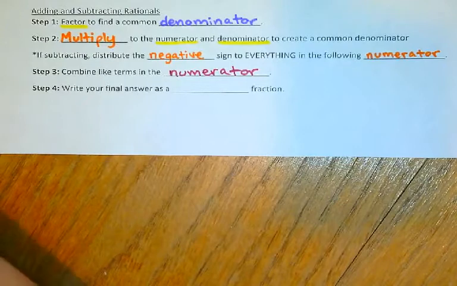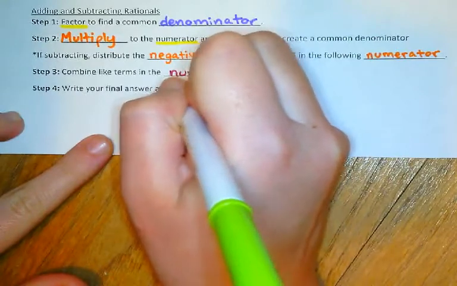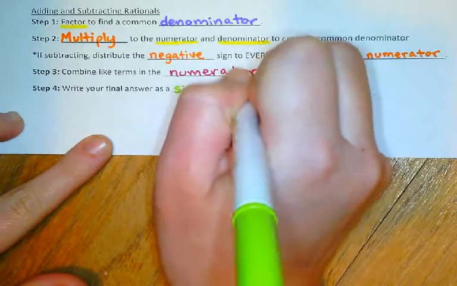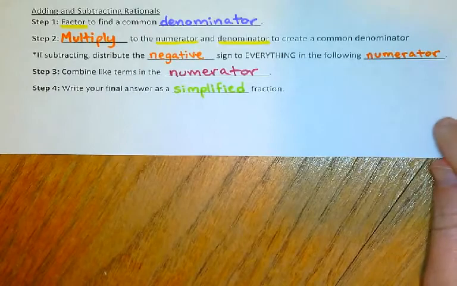And then your final step is to write your answer as a simplified fraction. Simplified, meaning if there's anything that can cancel out. Alright? If not, that's okay. So let's take a look at some examples, walking through these steps, and then you guys should be good to go and take a look at that assignment on Google Classroom.